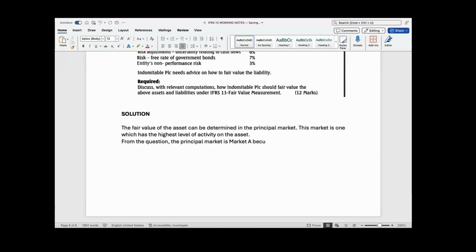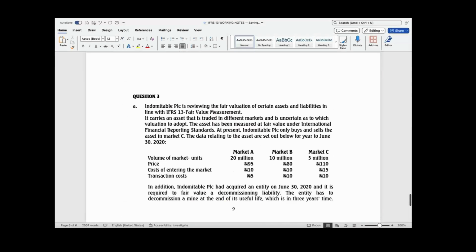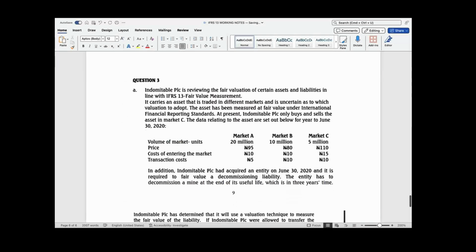Because it has the highest level of activity of 20 million. Therefore, the fair value is... who can tell me the fair value here in this principal market? It is 85, sir. 85. Thank you very much.